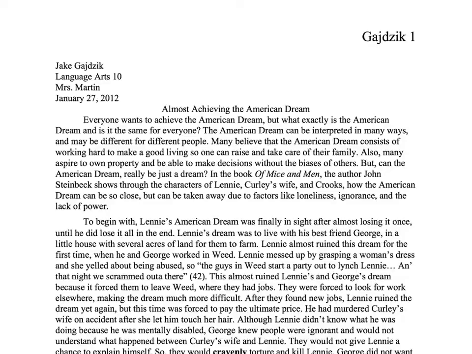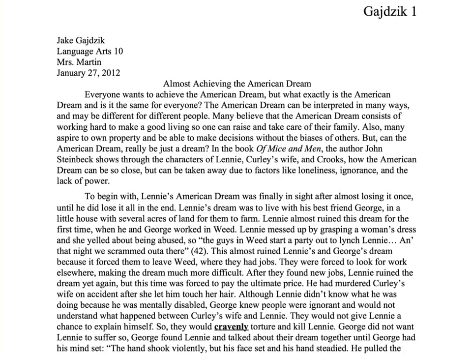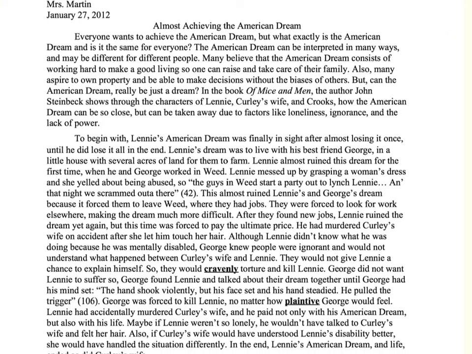Now, let's look at a paper. This was a student paper from last year. This is a theme analysis paper. It is not of The Crucible, it's of Of Mice and Men, but a lot of you have read Of Mice and Men, so you'll be able to follow along with this. And this is a good example of a paper. It's not a perfect paper. You might know Jake, a very good student. It's not a perfect paper, however, it was definitely an A paper.